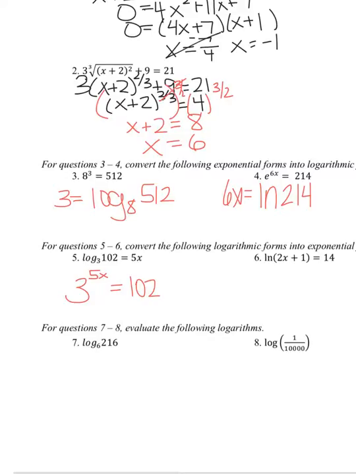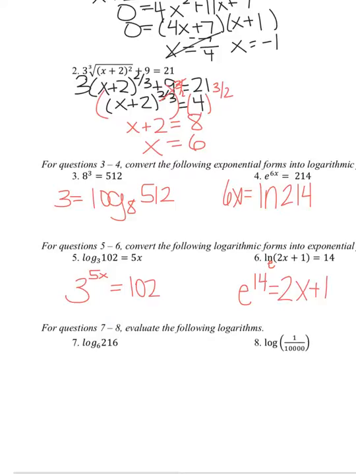So number 6, there is no base written here. However, it's a natural log. Natural logs have a base of e, so you don't have to write the e. So this is really e to the 14th equals 2x plus 1.